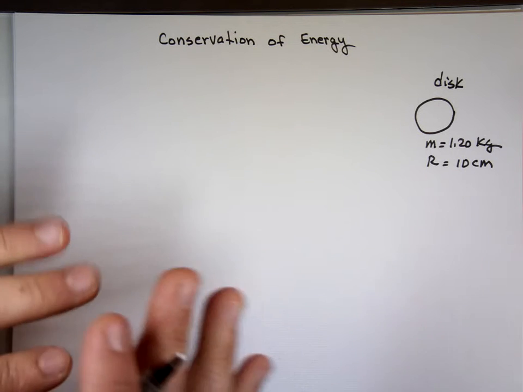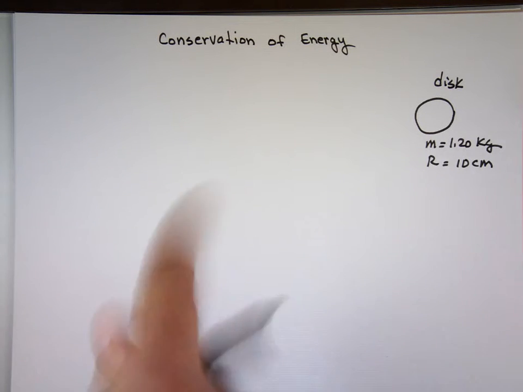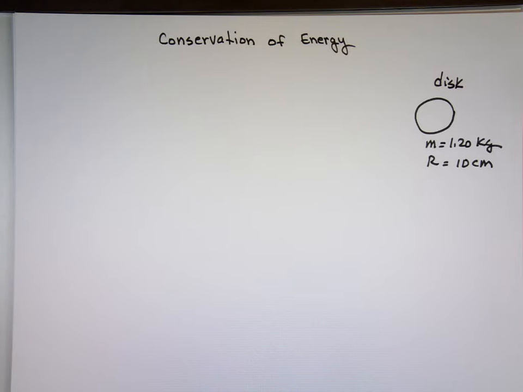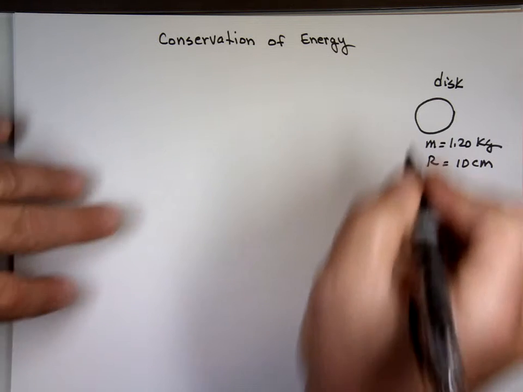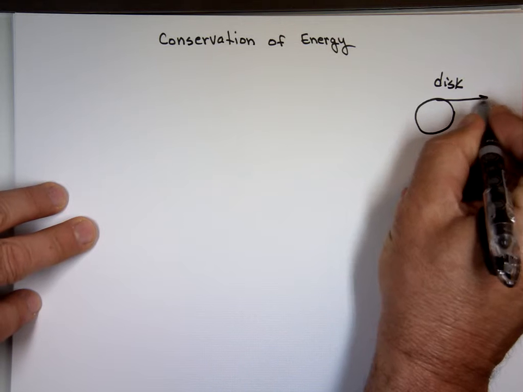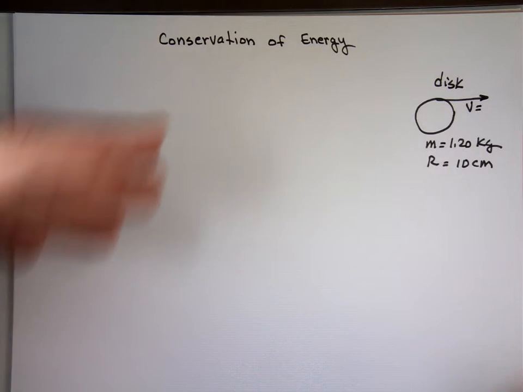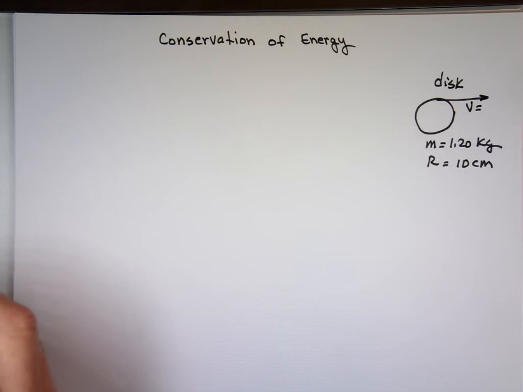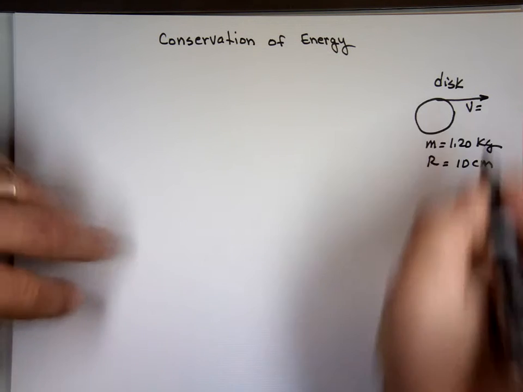Without slipping, that means we have conservation of energy. Once it starts to slip, we don't have conservation of energy. If the linear speed of the disk is moving this way, left, right, whatever direction you want, it has a velocity, that's linear speed, it's v, not w. It has a velocity of 1.41 meters per second.